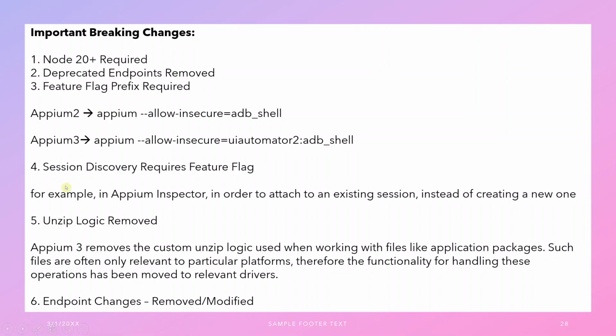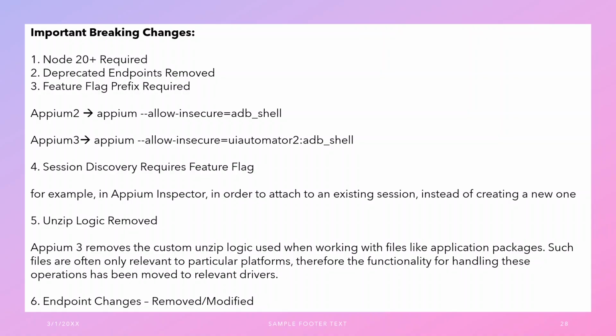The next one is that session discovery requires a feature flag. This particular feature is useful when you are debugging. Suppose you run our test and failures happen, and I want to debug it. How can we do it? By using the Appium Inspector. For the Appium Inspector, I can attach to the existing session by using this session discovery feature here. We will discuss more on how to inspect all this in our coming videos.